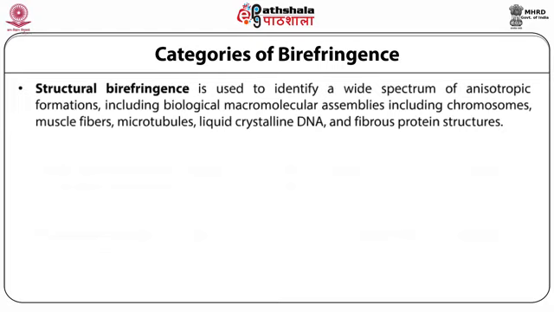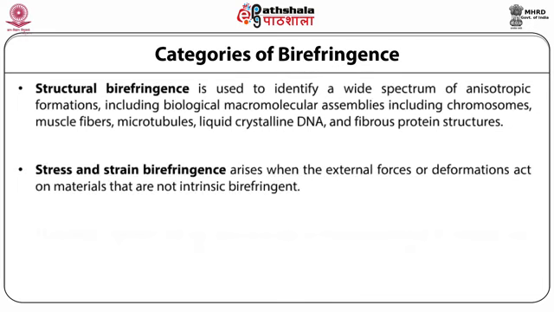Structural birefringence is used to identify a wide spectrum of anisotropic formation including biological macromolecular assemblies such as chromosomes, molecular fibers, microtubules, liquid crystalline DNA and fibrous protein structures including hair. Unlike many other forms, the structural birefringence is sensitive to the refractive index fluctuations or gradients present in the surrounding medium. The synthetic materials, including fibers, long chain polymers, and composites, exhibit structural birefringence.